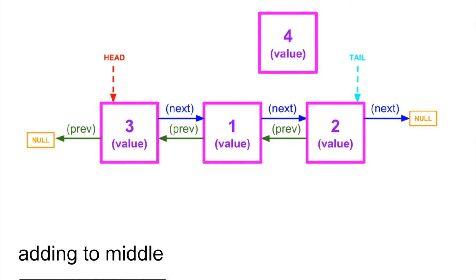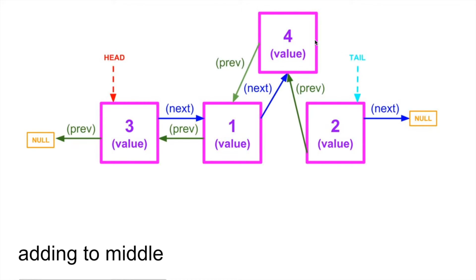Now we're going to look at adding in the middle. Adding to the middle is one of the more complicated things that you can do, because the rearranging of the pointers is more complicated. So we're going to do that a step at a time. First, 1's next pointer now points at 4 instead of 2. And now 2's previous pointer points to 4 instead of 1. We did it in this order so that we didn't lose track of any pointers or break the chain. Now 4's previous pointer points to 1, and its next pointer points to 2.